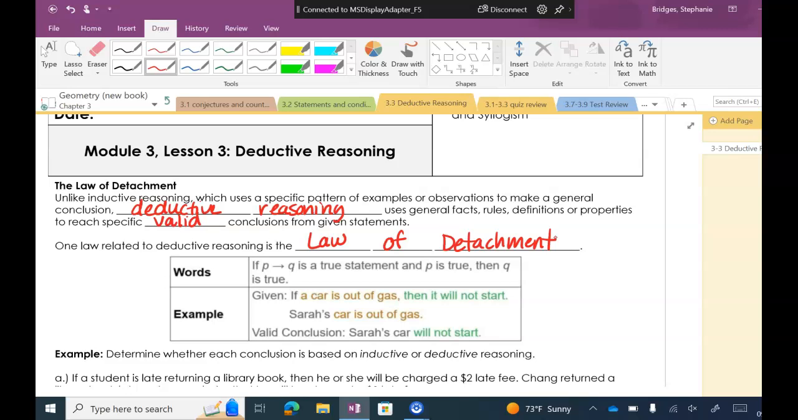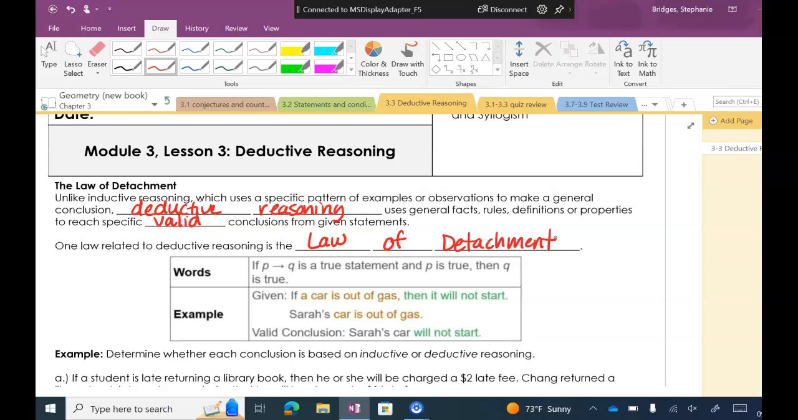They gave an example here. If a car is out of gas, then it will not start. Then it says that Sarah's car is out of gas, and it's asking you what conclusion you can make. Her car can't start, right? Does that make sense? Okay. So you're going to be given an if-then statement: if P, then Q. Then they're going to tell you that the hypothesis is true. So then the conclusion that you can make is that the conclusion is also true.